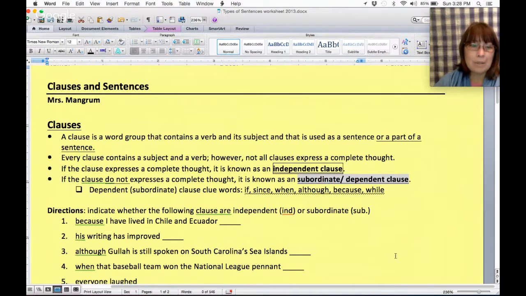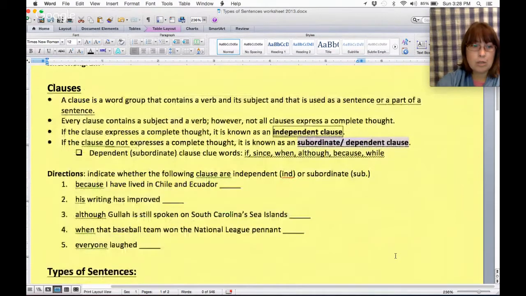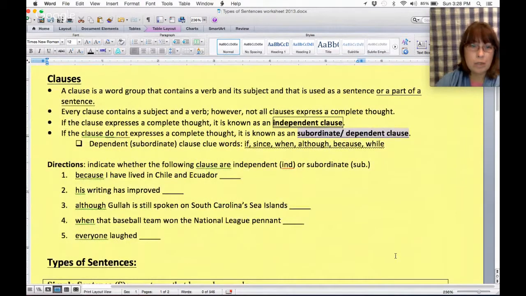A dependent or subordinate clause has certain clue words. For example, if, since, when, although, because, and while. That's a short list, okay? So what I want you to do is indicate whether the following clauses are independent or subordinate. Basically, you need to ask yourself, does that make sense all on its own, or does it need more information?